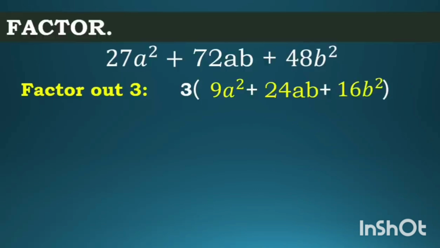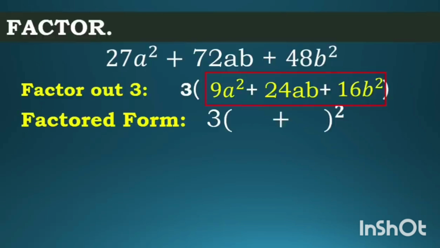So now, na-factor out na natin siya, we can now factor 9a squared plus 24ab plus 16b squared. Bakit? Because this is now a perfect square trinomial. Okay? So kapag ganito, ang given natin na hindi siya perfect square trinomial, try to factor out. And then tingnan nyo kung yung resulting factor niya ay magiging perfect square trinomial. Okay? So since nakita na natin yung perfect square trinomial, we can have the factored form 3 times.